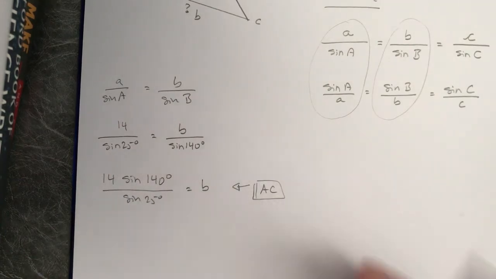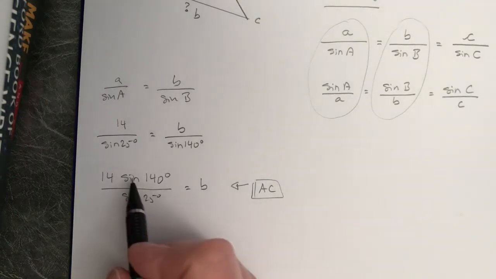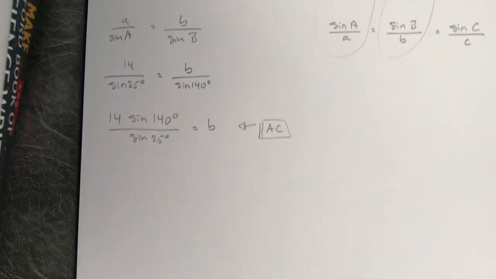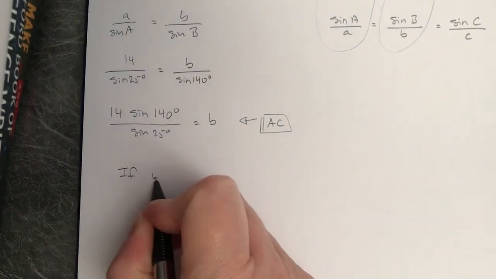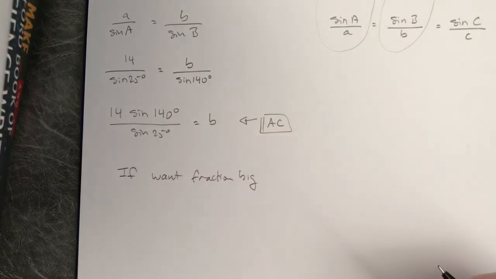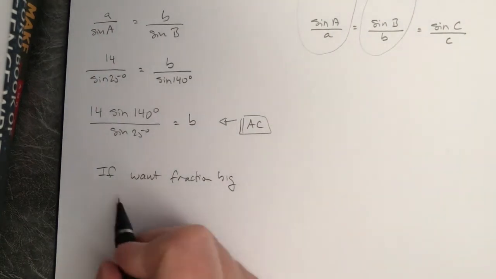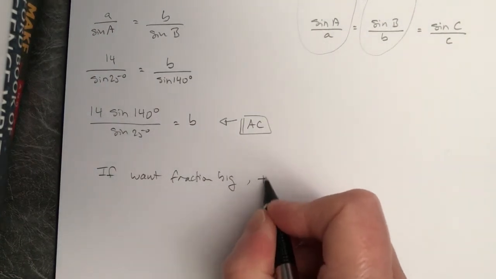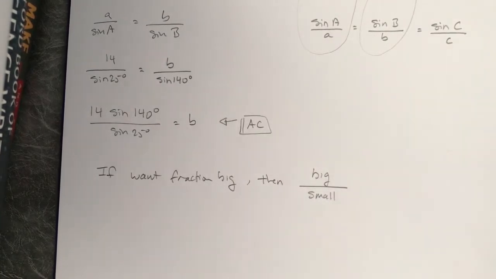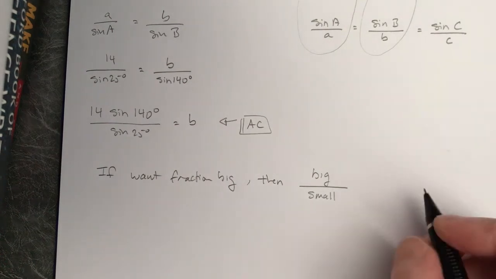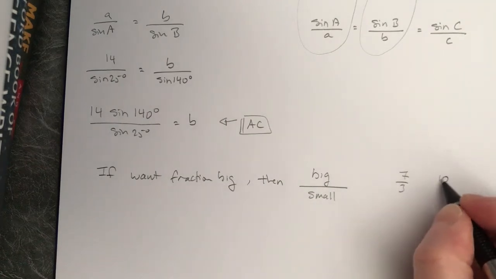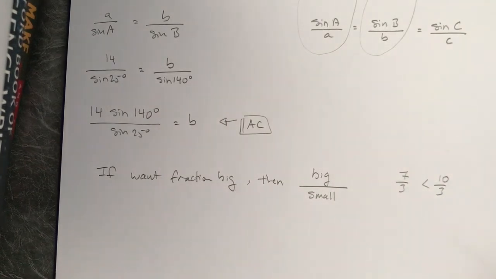I'm going to do this systematically, and I'm going to use the idea that if you want a fraction to be big, so let me write this out. If you want a fraction to be big, this is a math lesson, not a grammar lesson, then you need a big numerator and a small denominator. In other words, if you had something like 7 over 3, well, if I bump that 7 up to 10 over 3, that's going to be even bigger.